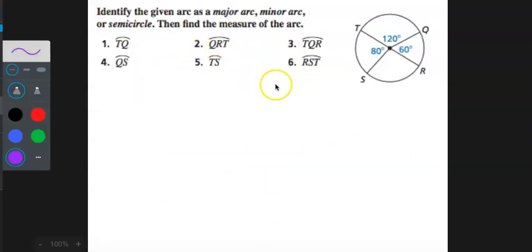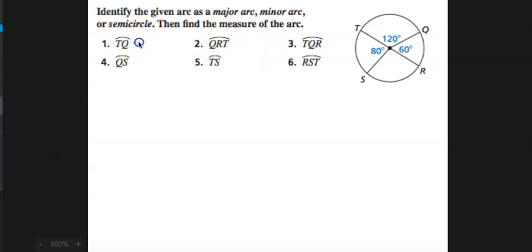Alright, so here's definitely a couple examples you could try on your own. Alright, TQ, you could do this. I'll just write the answers up here. Give it a shot. TQ is 120. QRT is going to be 240. TQR is going to be 180 degrees. QS is going to be 160. TS will be 80, and RST is 180 as well. RST giving you a semicircle.